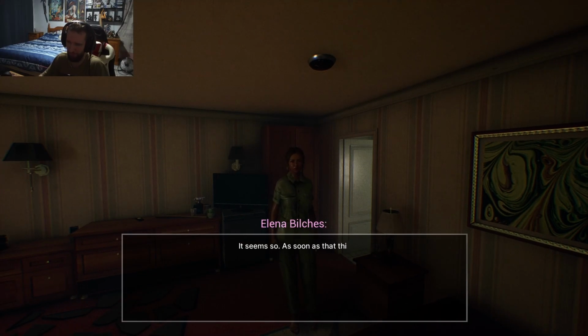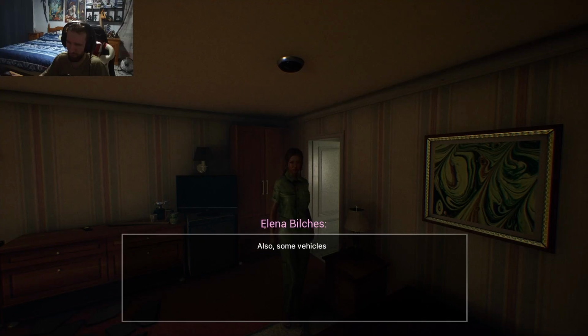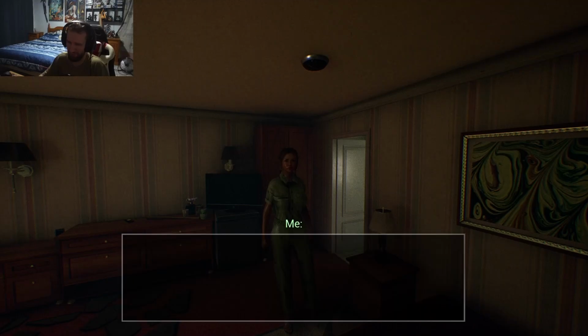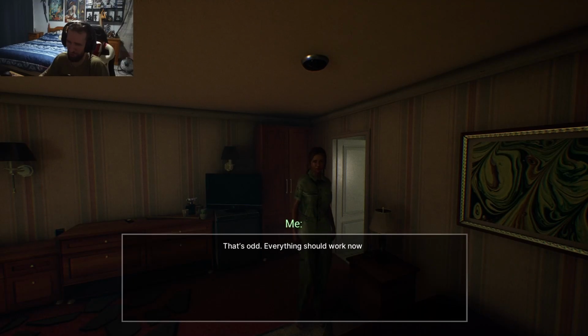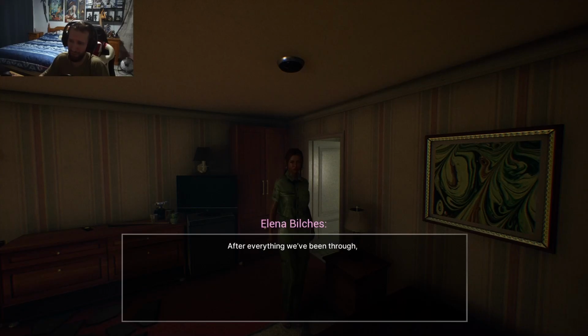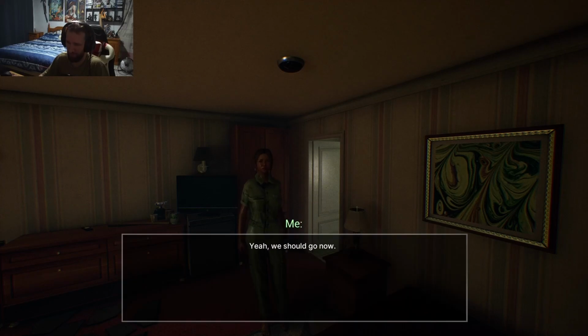It seems so. As soon as that thing disappeared, the weather started to improve. It's barely raining now. Also, some vehicles are starting to work. Really? What about the mobile phones? No, all the electronics are still fried, and there's no electricity. That's odd. Everything should have worked now. Why only the cars? After everything we've been through, that's the least strange thing to me. We need to leave as soon as possible. Yeah, we should go now.